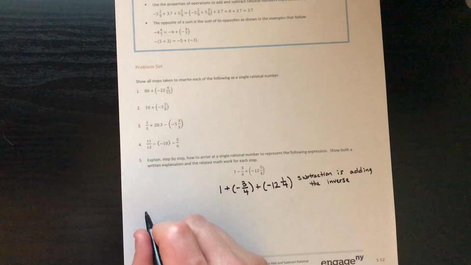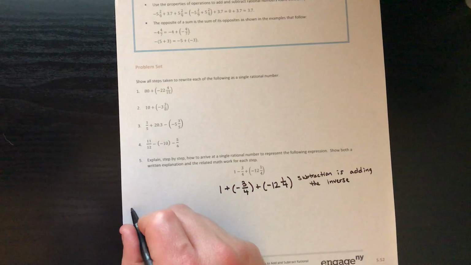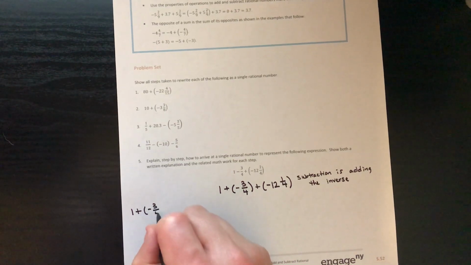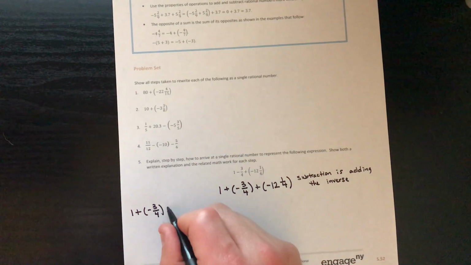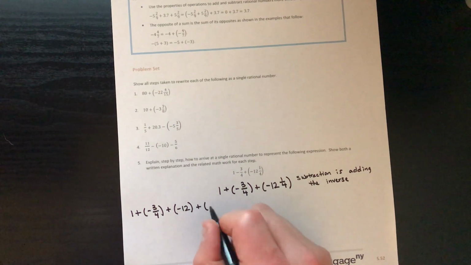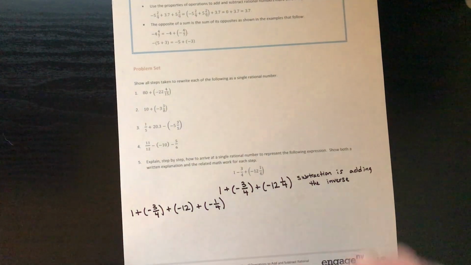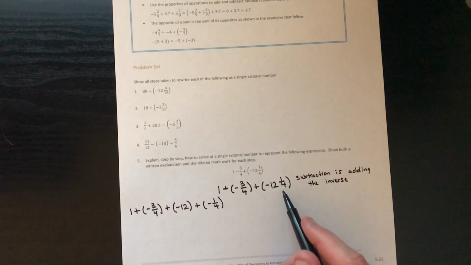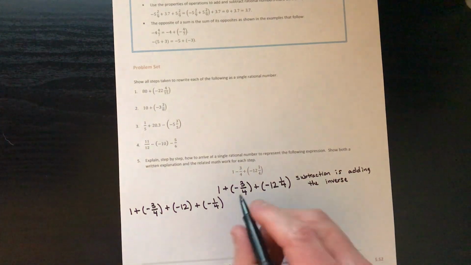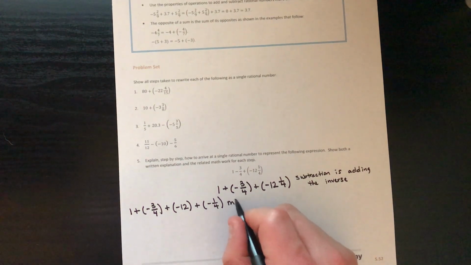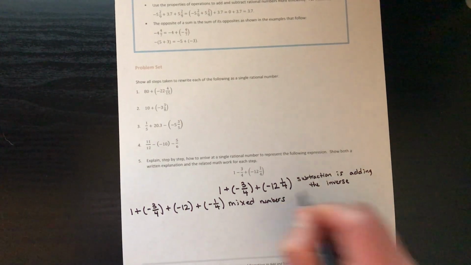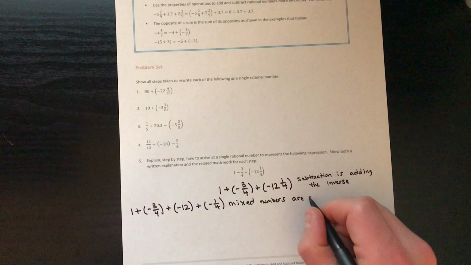So I'll rewrite this again, and this time I'll write 1 plus -3/4 plus -12 plus -1/4. The change that I made that time is that I broke -12 and 1/4 into its two parts, -12 and -1/4. That's because we learned this fact: mixed numbers are sums.